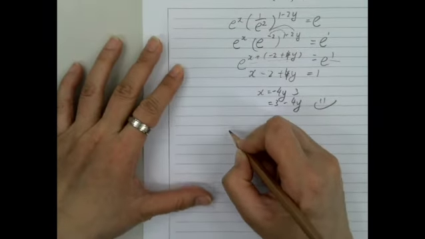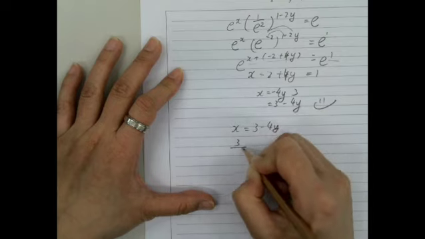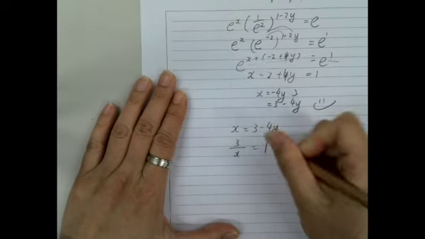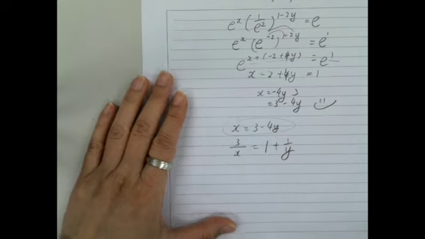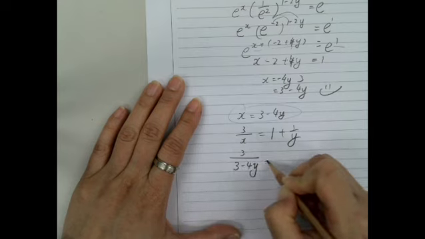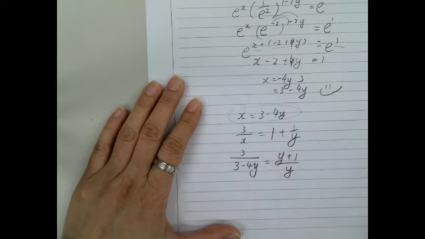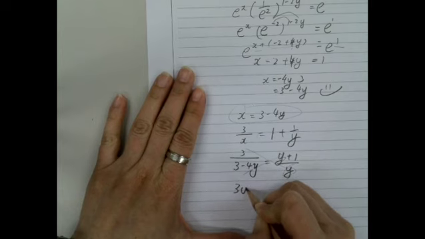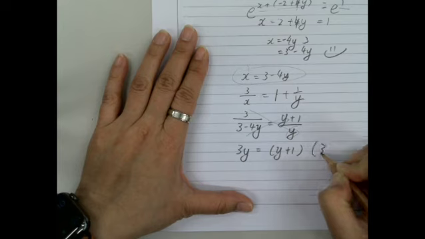So now I will have my new equation, x equals 3 minus 4y, and 3 over x plus, not plus, equals 1 plus 1 over y. Because x is here, I'll use the method of substitution because that might be easier. I do not have much work to do here. And then I simplify that. Now I put this on that side and this on that side. So I have 3y equals y plus 1 and 3 minus 4y.